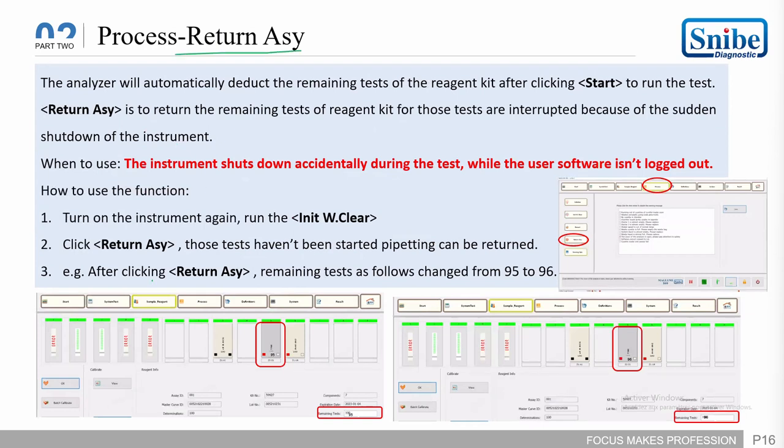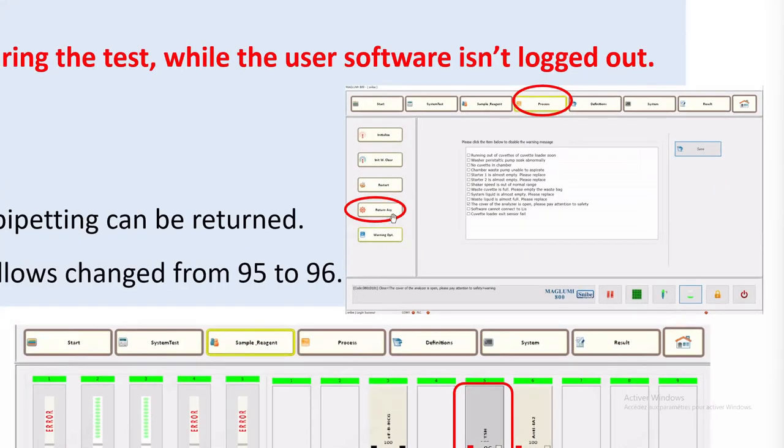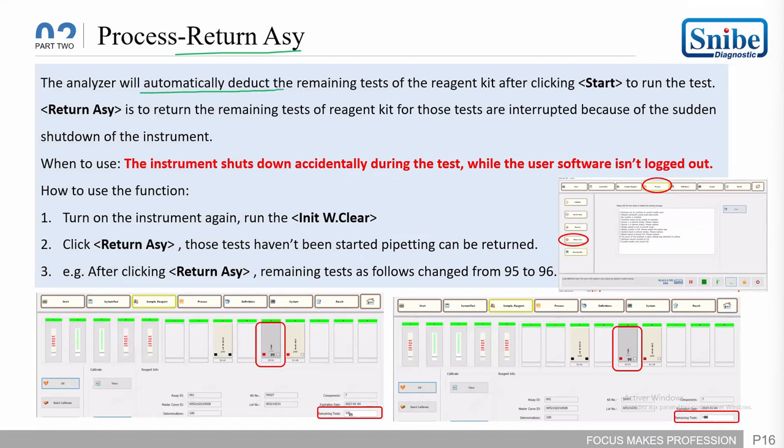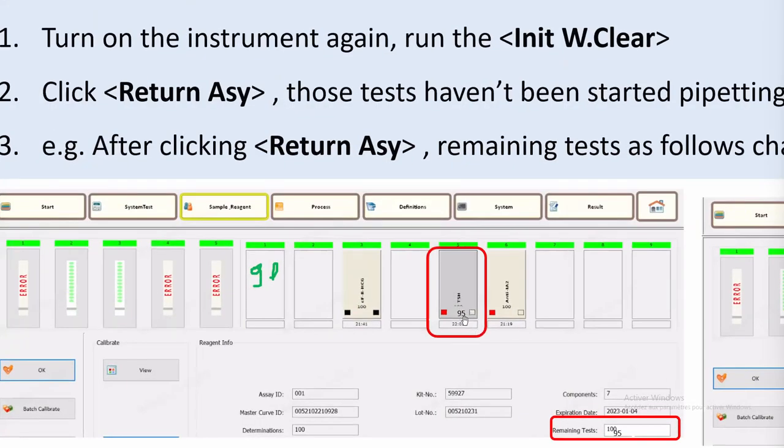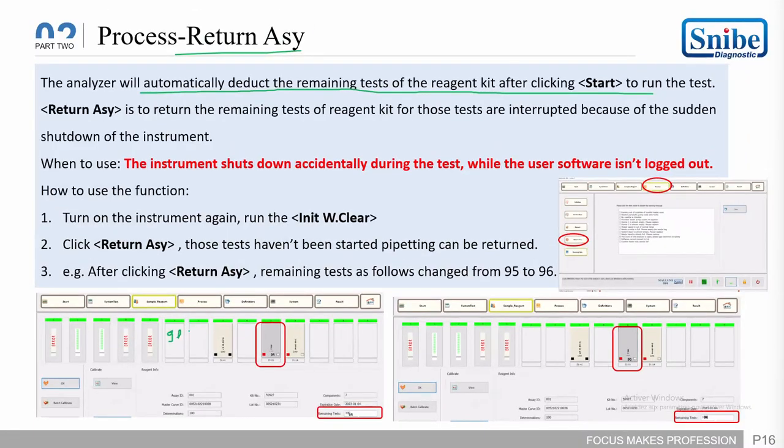Then we have return assay, another function in the process interface. The analyzer will automatically deduct the remaining tests of the reagent kit after clicking start. So what is the meaning? If, for example, we have a reagent kit with 90 tests remaining, the analyzer is displaying the remaining amount of tests in each kit.